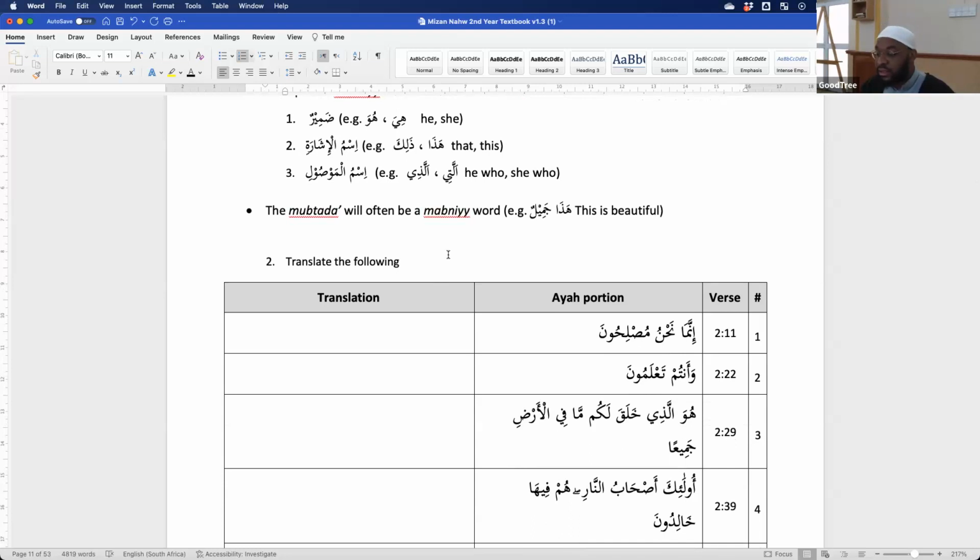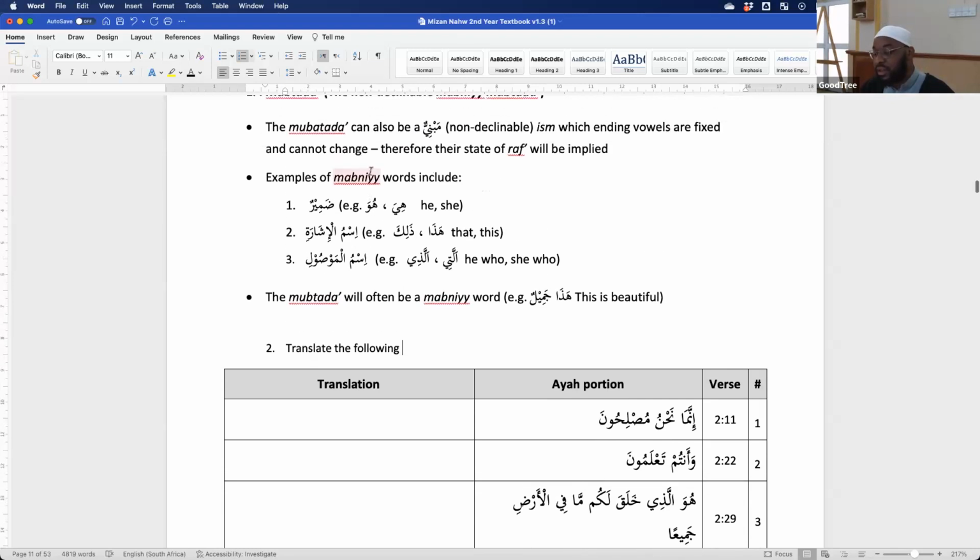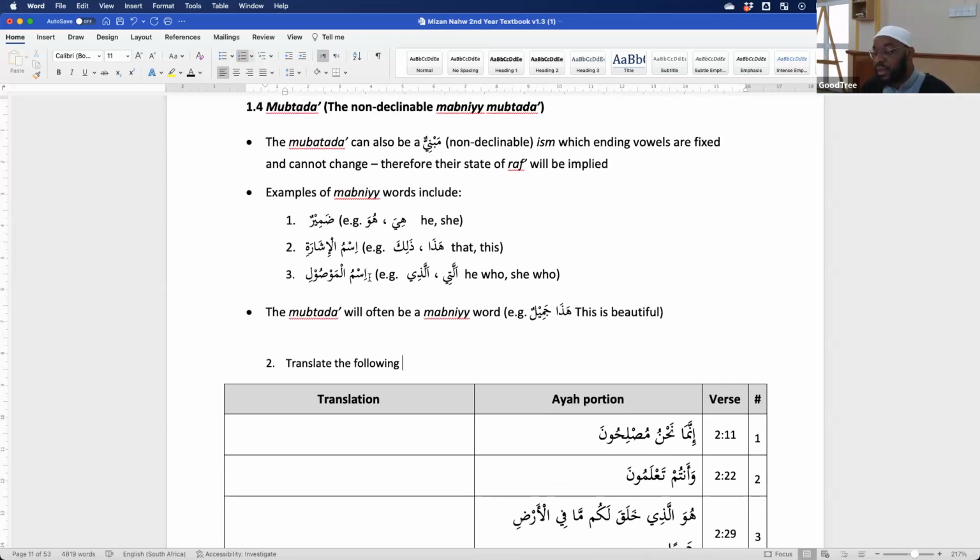Let us go around and make some basic sentences using any one of these three. This is how it's going to work. We'll use a damir, then an ismul ishara, then an ismul mawsul. The first person will get a damir, then ismul ishara, then ismul mawsul. First one over here, damir. Start with you. But you have to make a sentence, a simple two-word sentence, very simple.